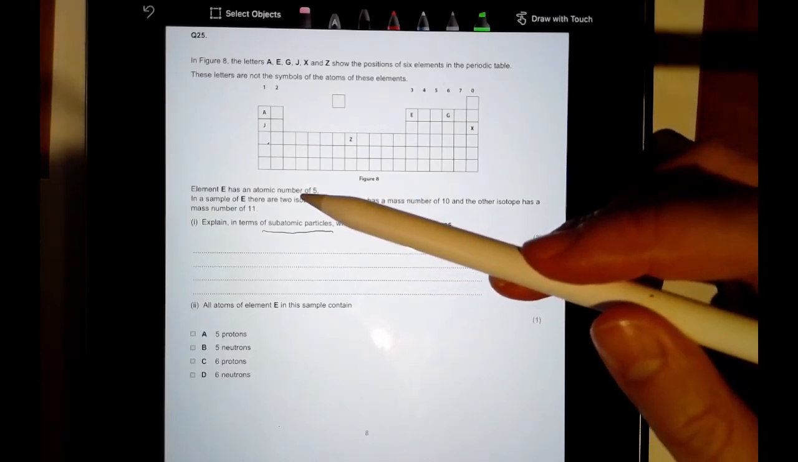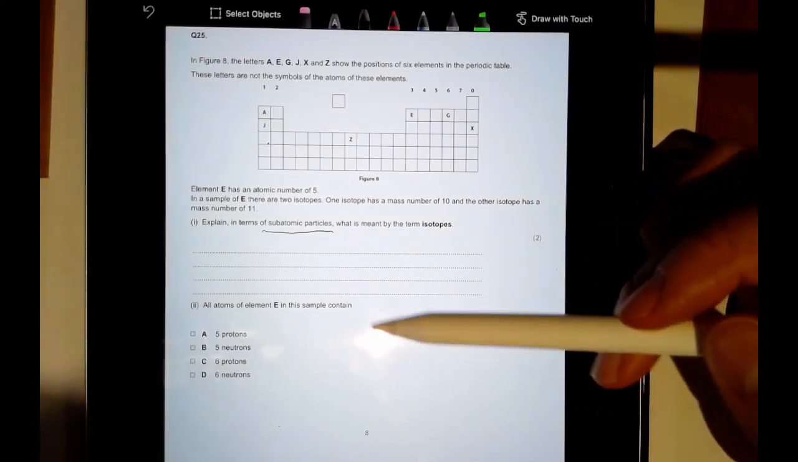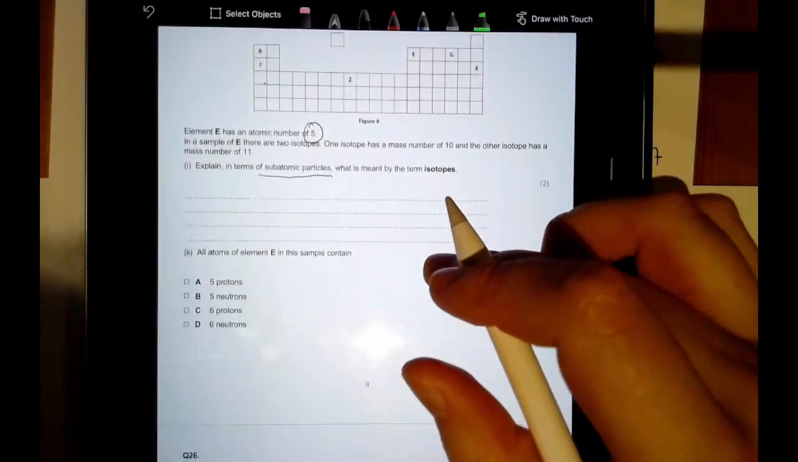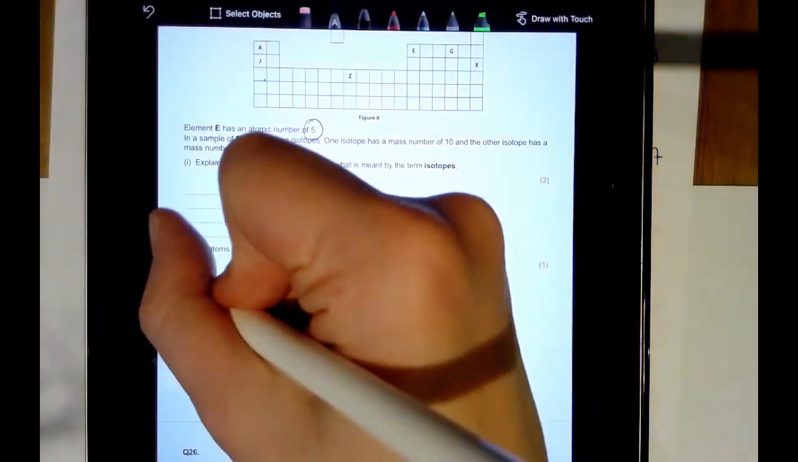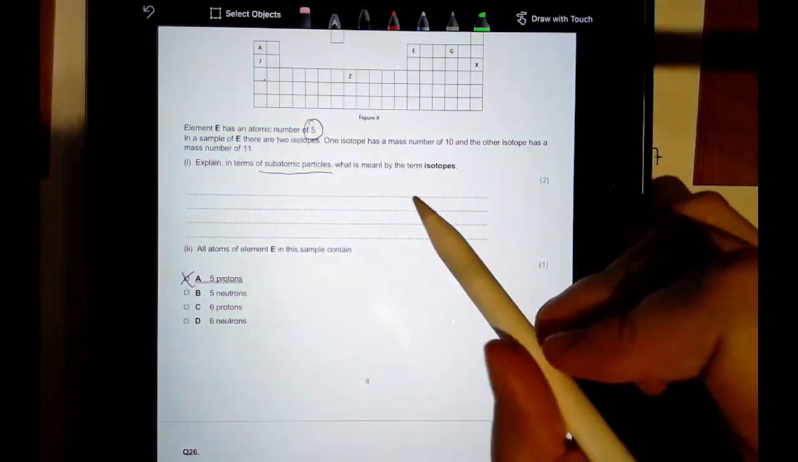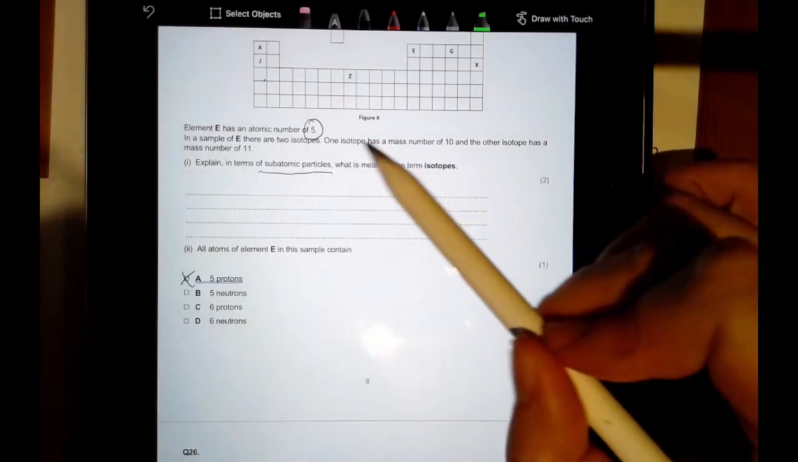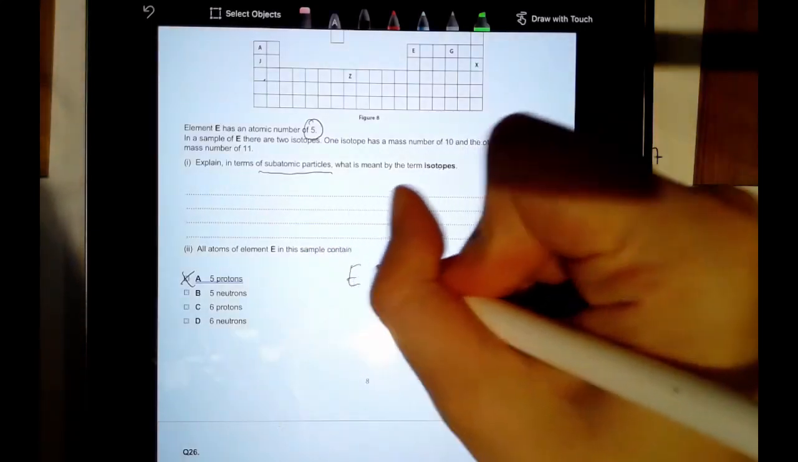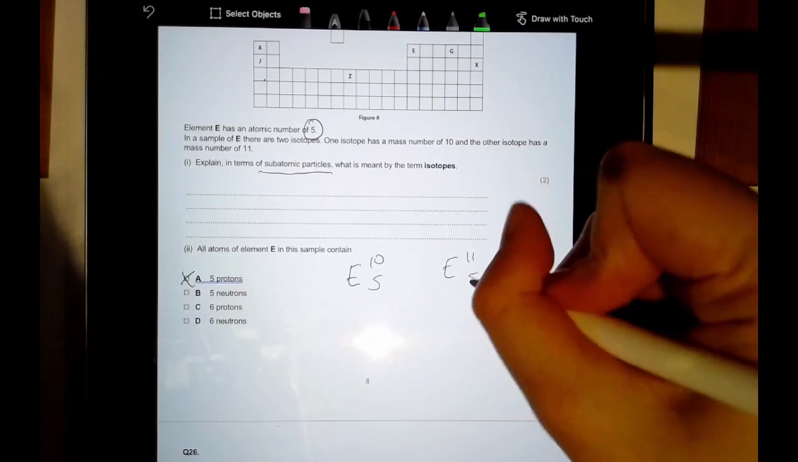You've got element E here, and it says all atoms of element E in the sample contain. So it says element E has an atomic number of 5. The atomic number tells you the number of protons. And if they all have an atomic number of 5, they must all have 5 protons. It tells you that the mass number of one is 10 and the mass number of the other is 11. Okay, so if I did this out, one of them would have the number 10 next to it, and one of them would have the number 11.